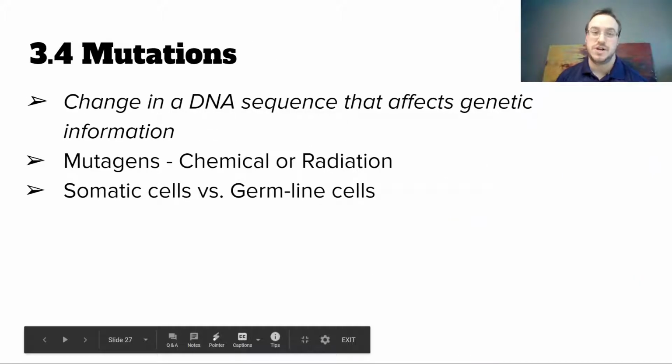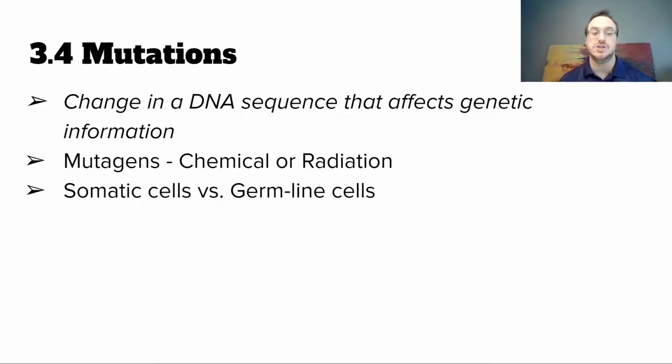All right, so change, right? Mutation is the way we do this. Any change in a DNA sequence that affects the genetic information is a mutation. That's all it is. It just affects the DNA sequence itself. These can be caused by mutagens, which are either chemicals or radiation that can affect the DNA itself. It can warp it, and it can do that in a few different ways. We're going to talk about that.